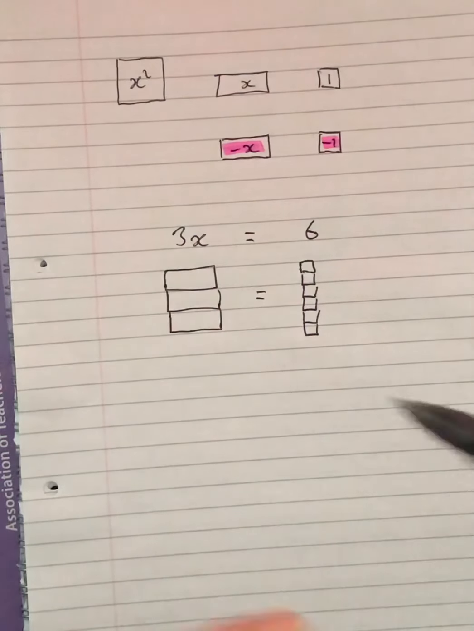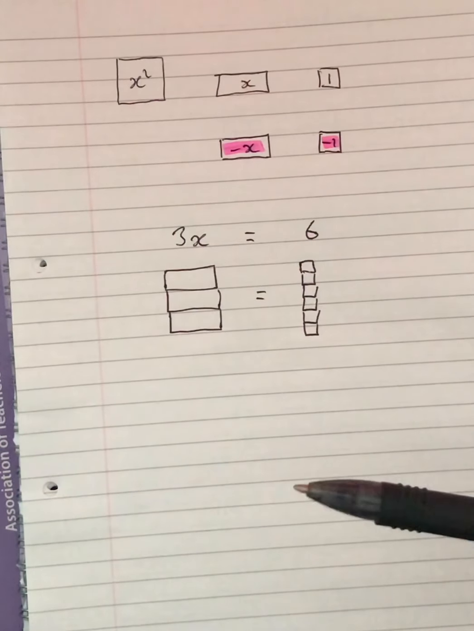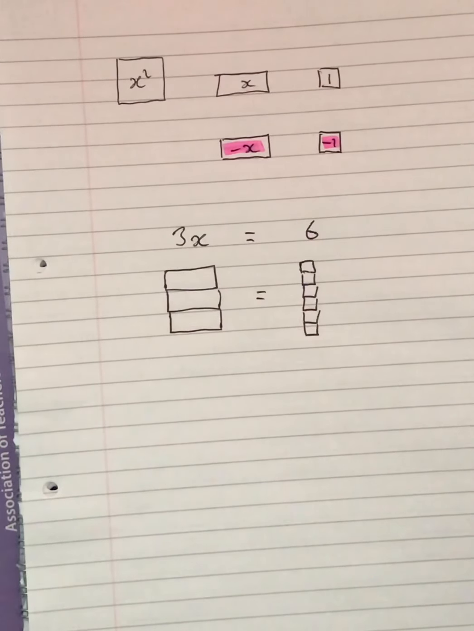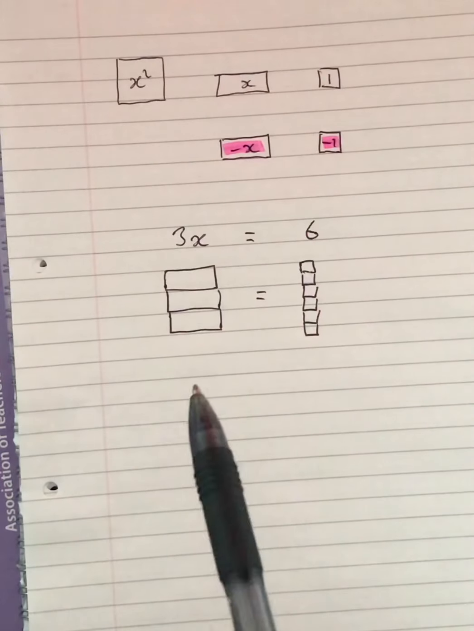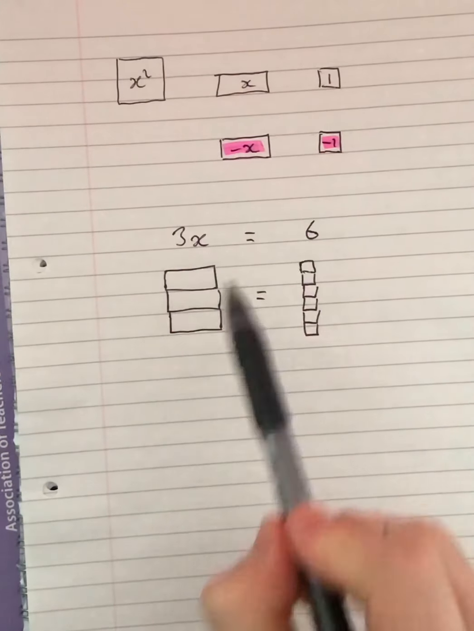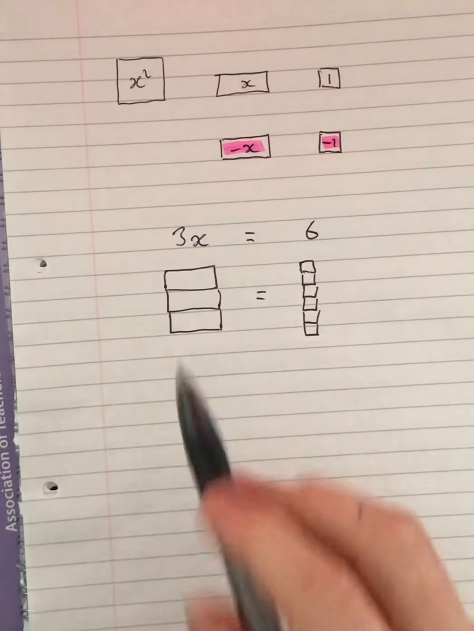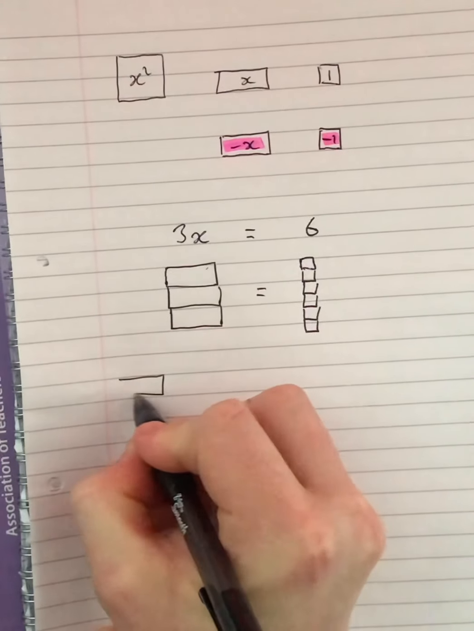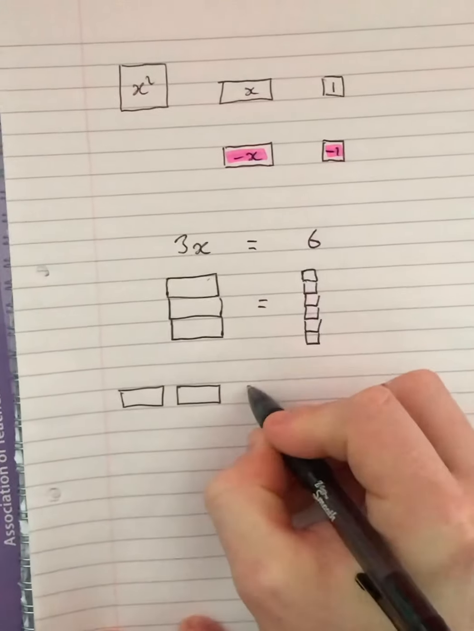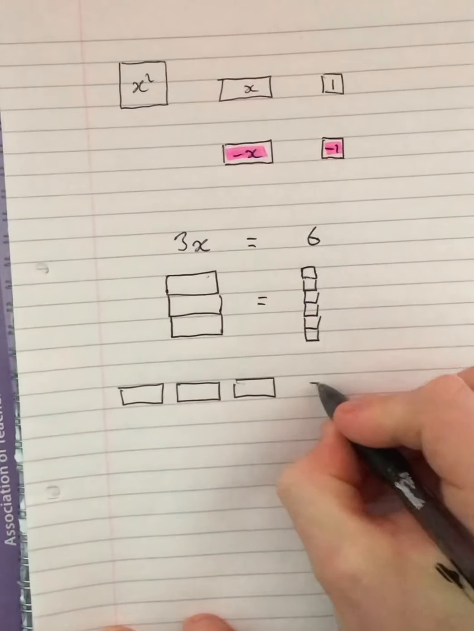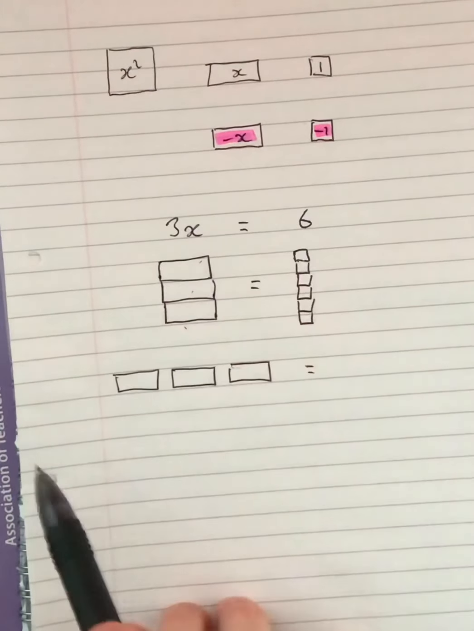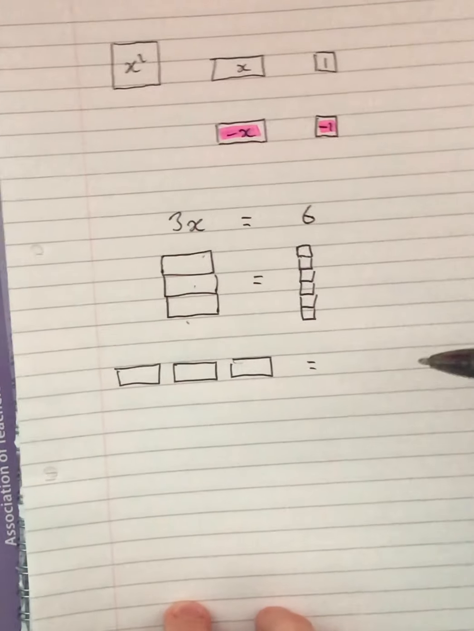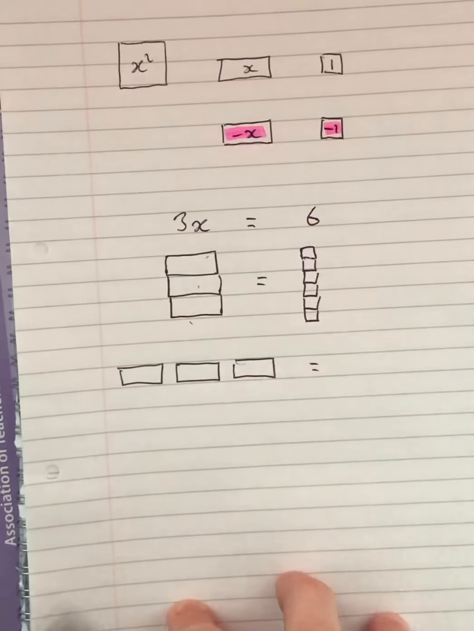Now remember, when we solve an equation, the end goal of solving that equation is to just find out what 1x is equal to, what one of these rectangles is equal to. So we've got 3x, so we can split it into 3 equal groups. But if we split this side of the equation into 3 equal groups, we have got to split this side of our equation into 3 equal groups as well.